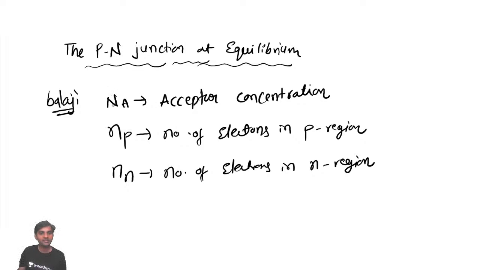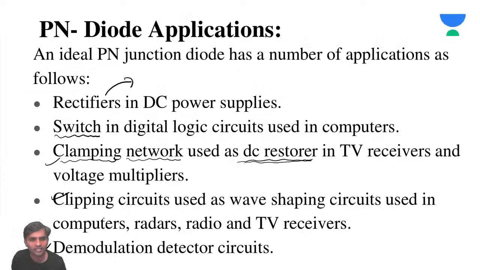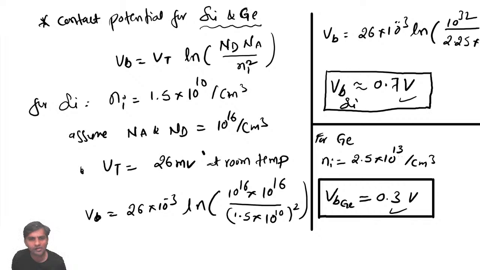NA is acceptor concentration, capital NA. There is nothing like small n. Did I ever use small na anywhere? I have never used it, right? It is capital NA.